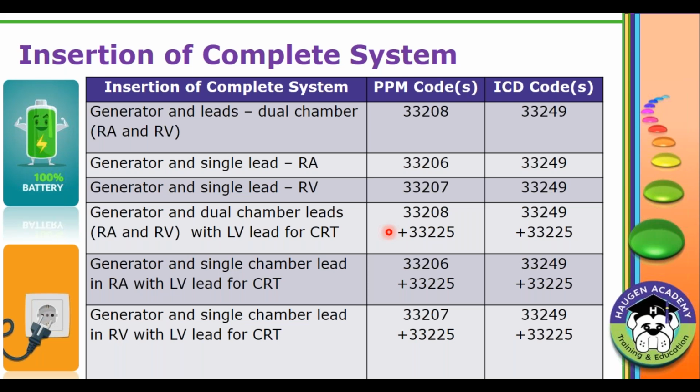They can retrofit a lead. So if they've already got an existing system in place and they put the lead in later, there are different codes for that. And I'm getting there. And then you see, again, for single chamber, right atrial lead versus right ventricular lead, and what the codes would be for that.